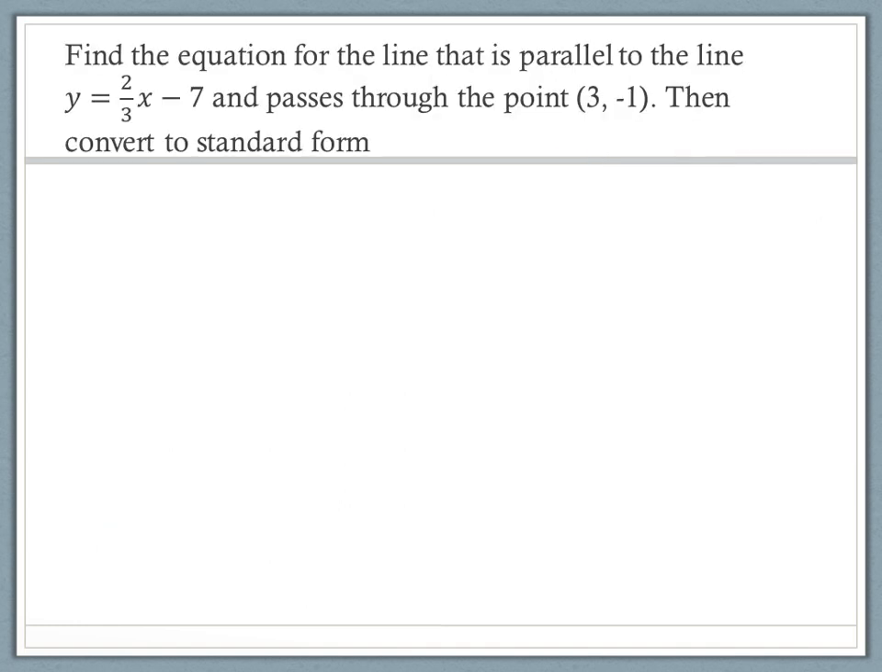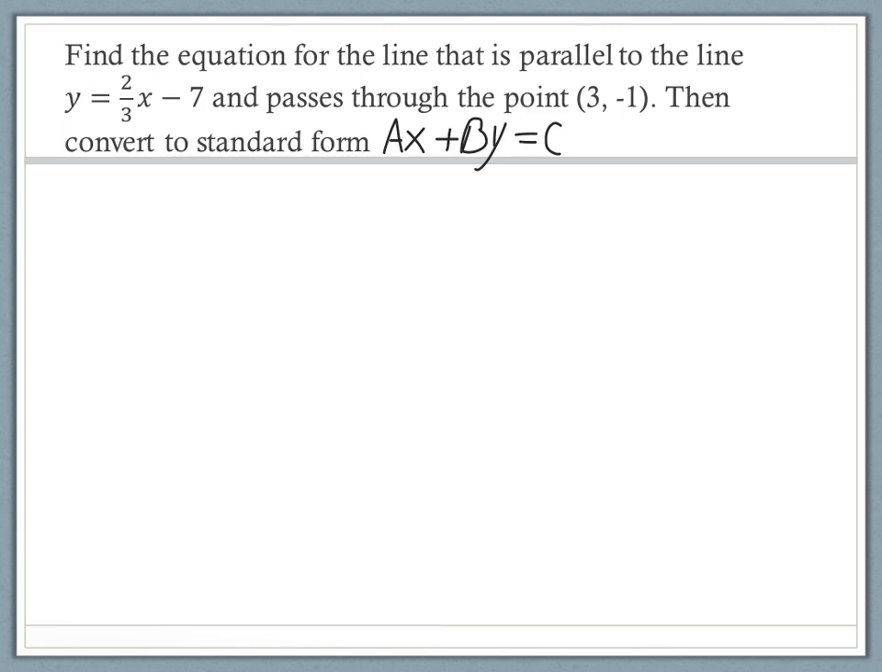All right, so let's take a look at an example. Find the equation of the line that is parallel to the line y equals 2/3 x minus 7 and passes through the point (3, -1). Then convert to standard form. Okay, so we want to get it in standard form at the very end, so that means we want ax plus by equals c. Now, we're going to have to go through slope-intercept form to get there, so let's go ahead and look at this though.